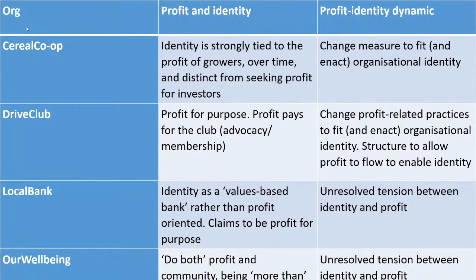So again, these are just four organizations from 12 that we looked at. This one, the middle. It did, right? It did. Yeah, so Serial Corp, we did see that it is tied very strongly to the profit of growers. Now, remember, the organization is not for profit, but it's very happy to help its members make profits.